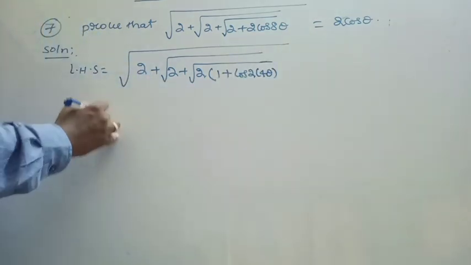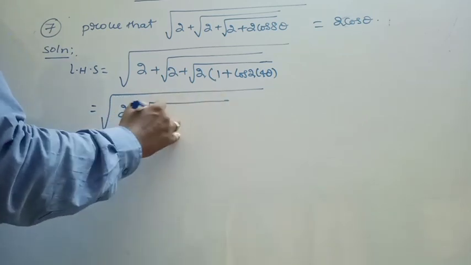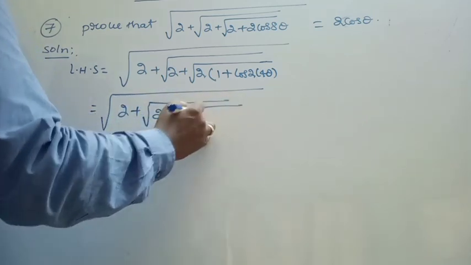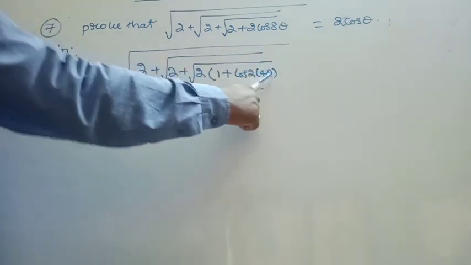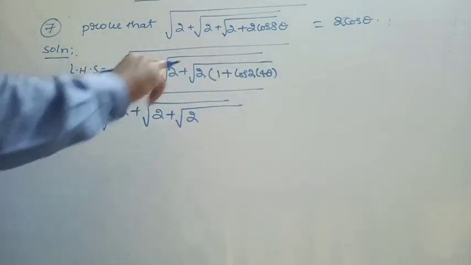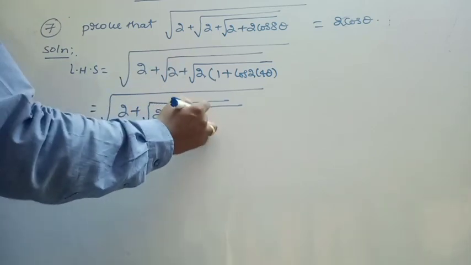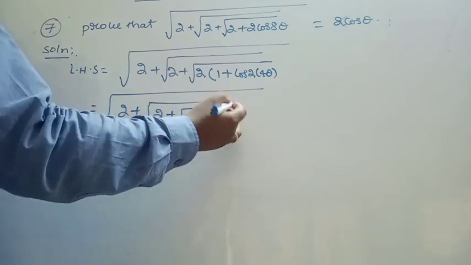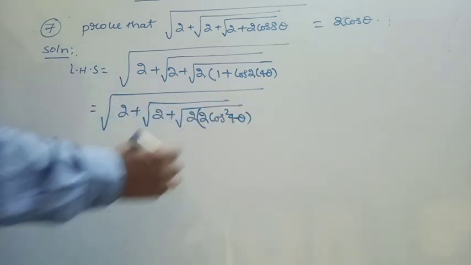Now this becomes square root of 2 plus square root of 2 plus square root of 2 into 1 plus cos 2a. In the place of a you are having 4 theta. That means 1 plus cos 2a equals 2 cos square a. That is now 2 into 2 cos square a. A is nothing but what here? 4 theta. Wonderful. Like this.